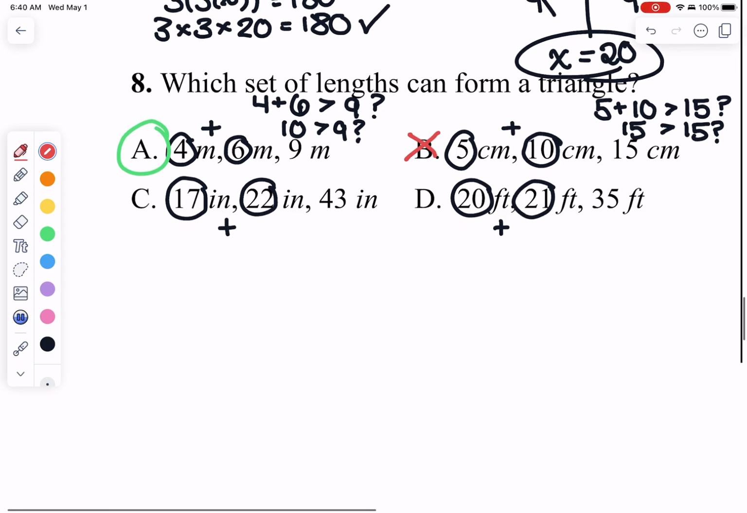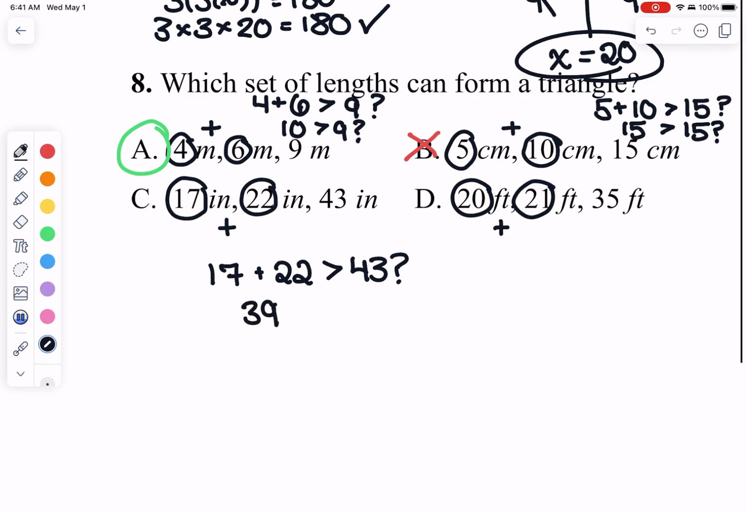A, good. B, bad. C, we're going to add our short sides, 17 plus 22. And we're going to ask, is that greater than the long side, 43? 17 plus 22 is 39. Is 39 greater than 43? Oh, no. Not true.